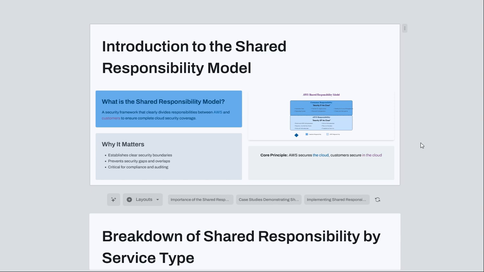What about these cloud services? They're always going to be a shared responsibility model. The service provided, hardware and all, covers a certain set of tasks, and some of the other tasks are up to the customers who buy those services. What is the shared responsibility model? A security framework that clearly divides responsibilities between AWS and customers to ensure complete cloud security coverage.